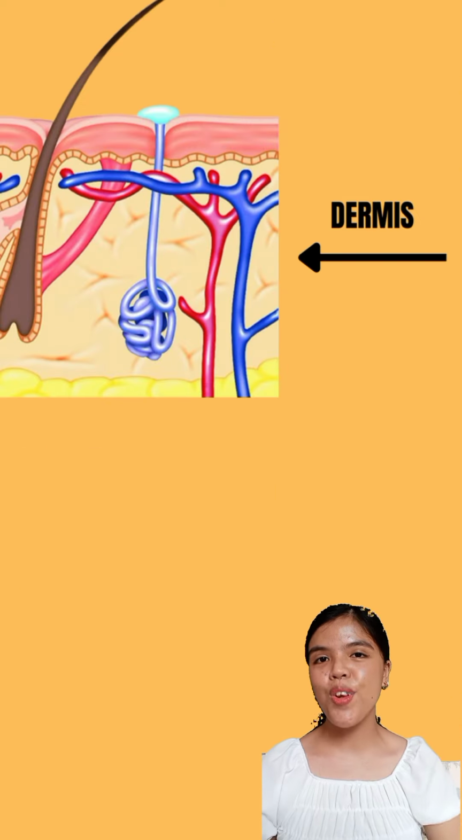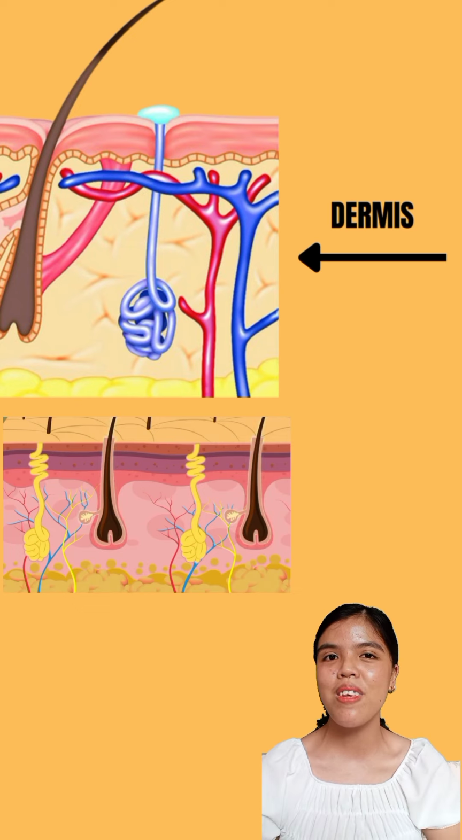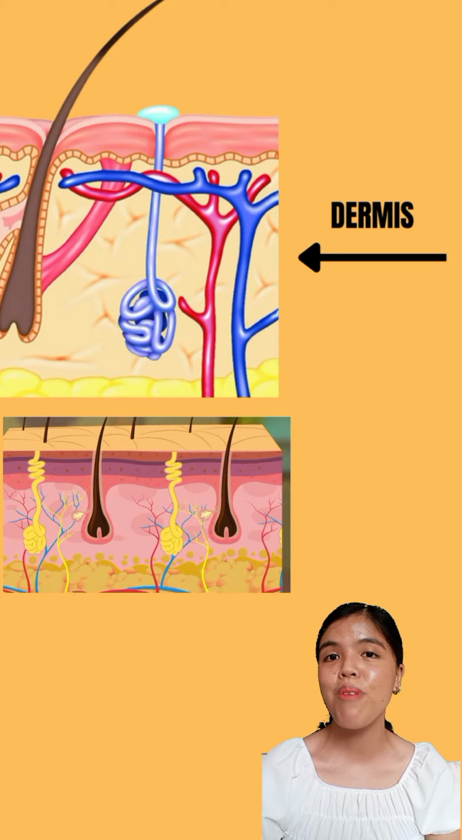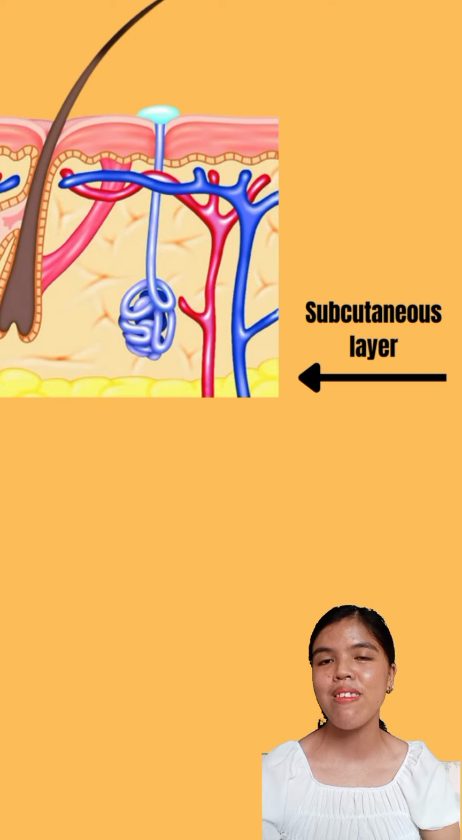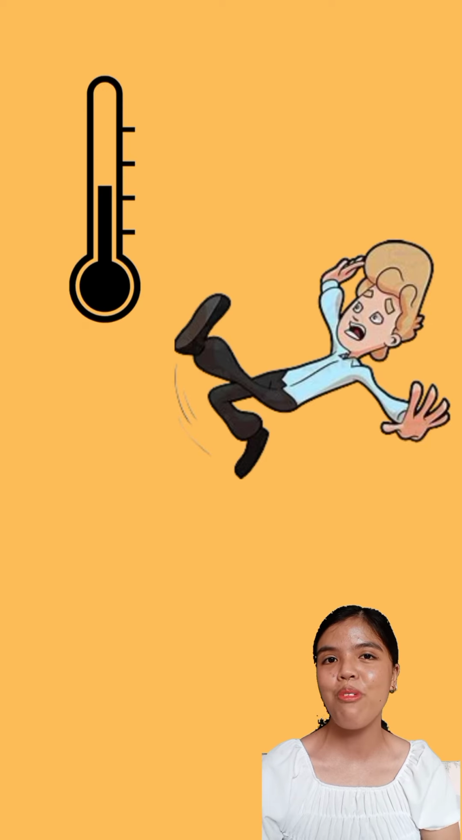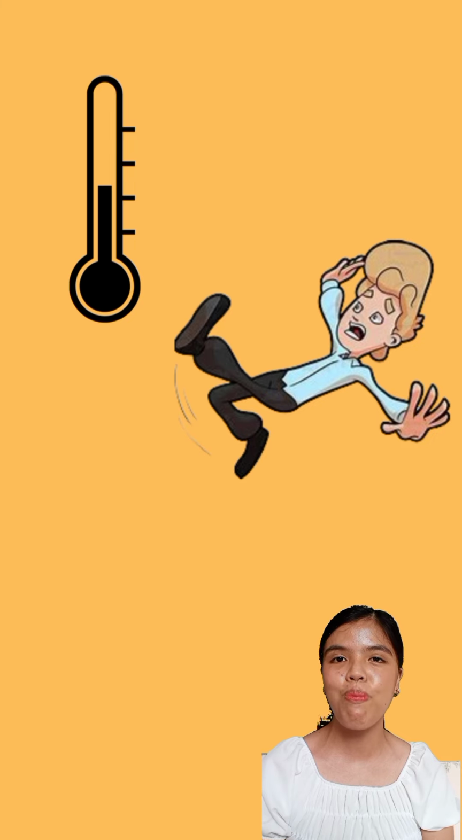The second layer is the dermis. It contains nerve endings, blood vessels, and oil glands that produce sebum that makes our skin moist and healthy. It also has sweat glands, where our sweat is produced and goes out through our pores. The third layer is the subcutaneous layer, made mostly of fat, and it helps keep your body warm and absorb shocks. That's why if you fall, you feel less pain.